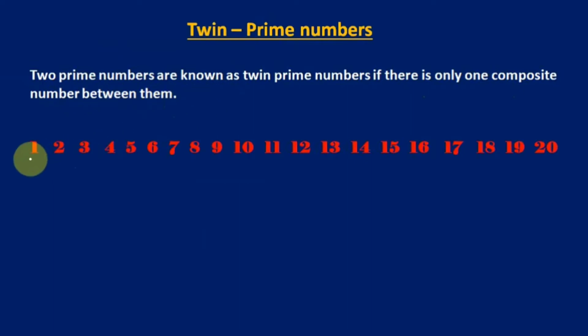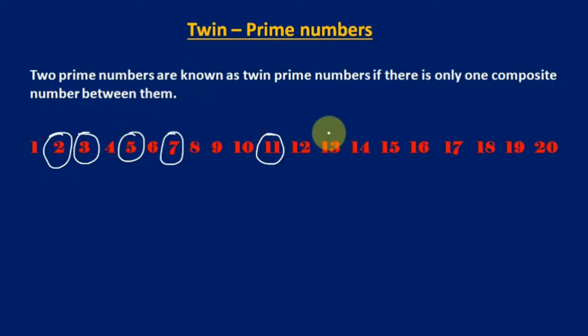Okay, so let's check from 1 to 20 how many twin prime numbers are there. First, circle out all the prime numbers from 1 to 20. Okay, so 2 is a prime number, 3 is a prime number. Prime numbers are the numbers which have only two factors, 1 and itself. Okay, so 11 is also a prime number and 13 is also a prime number. 17 is also a prime number because it has only two factors, 1 and 17, and 19 is also a prime number.